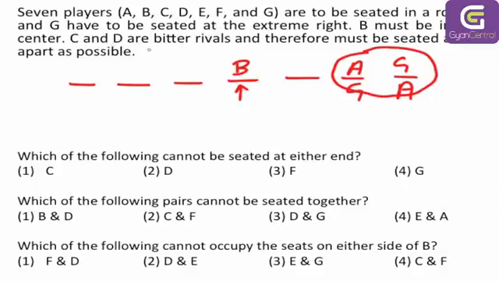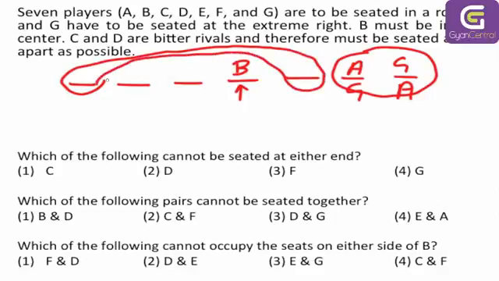C and D are bitter rivals and therefore must be seated as far apart as possible. Okay, so what are the farthest seats possible? This one, and let me just try and circle it. These 2. These 2 seats have to be filled by C and D. Now it is possible that C is here and D is here or the other way around.